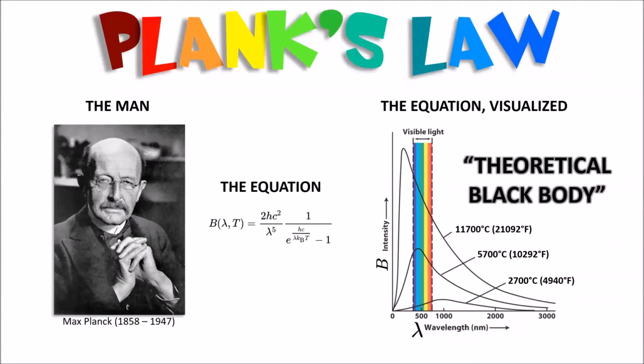Here's the man on the left, his equation in the middle, and the equation visualized on the right. Now the equation, we can see it's dependent on temperature as well as wavelength. And this is what we see here. Intensity is dependent on wavelength, sorry, horizontal axis, and temperature here. So what we see is a curve, and that curve is a theoretical black body radiation.